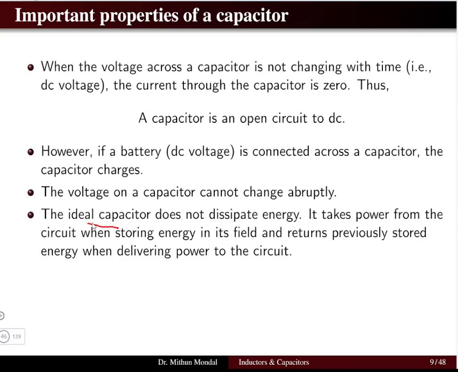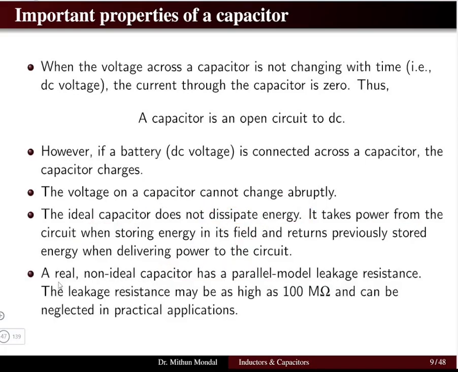When we talk about an ideal capacitor, it does not dissipate energy. It takes power from the circuit, stores energy in the field, and then returns the stored energy when delivering power to the circuit. But the dissipated energy is equal to zero for an ideal capacitor. Whereas for a real non-ideal capacitor, there will be some amount of losses. These losses are represented with a parallel leakage resistance. So you have a capacitor, and you connect a resistance in parallel to represent the loss in the form of a leakage resistance.